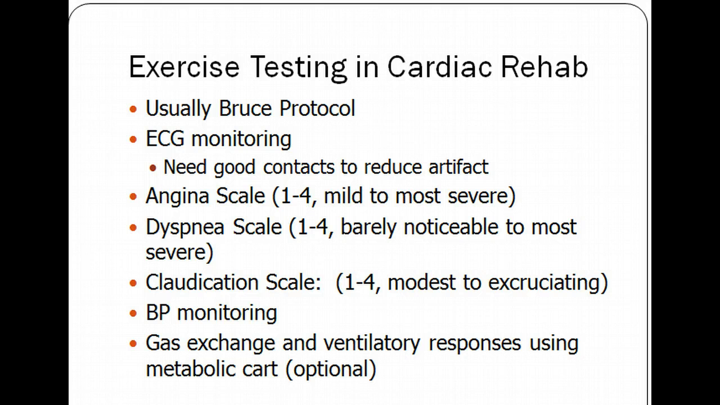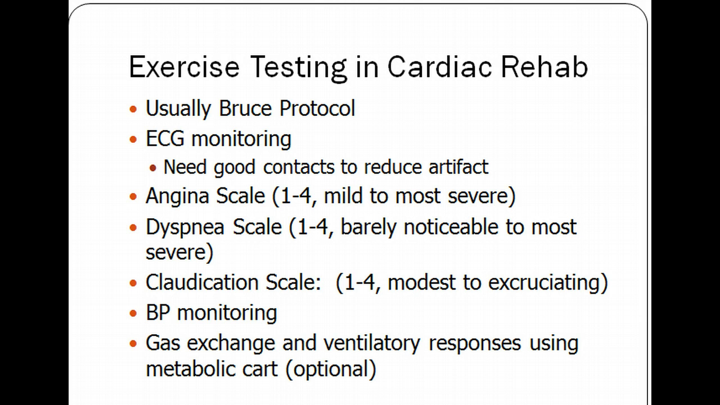So after the client has had their heart attack or they've had their bypass surgery or their angioplasty, they're usually going to have continuous exercise testing at various intervals after the event and follow-up testing after that as well. So typically, once again, they're going to use the Bruce protocol because it's aggressive, going to have good ECG monitoring, as you know, reduce the artifact.